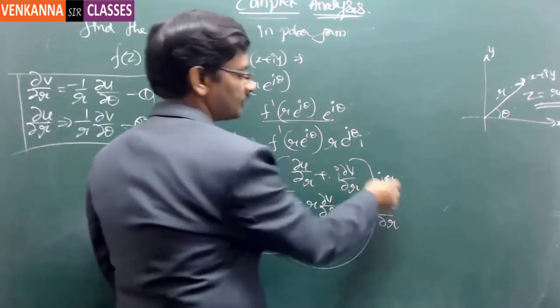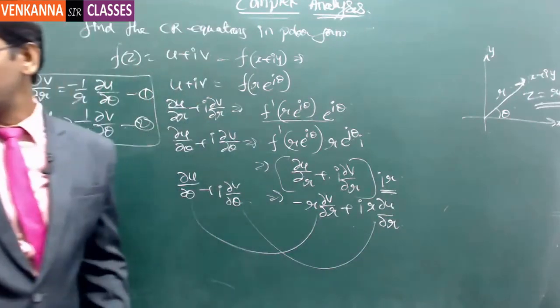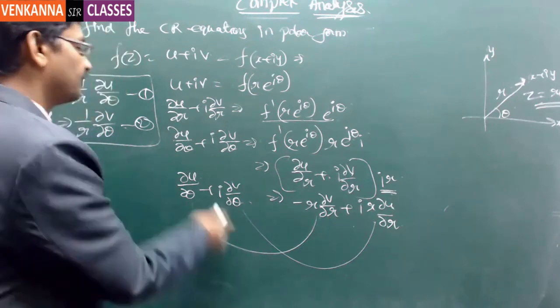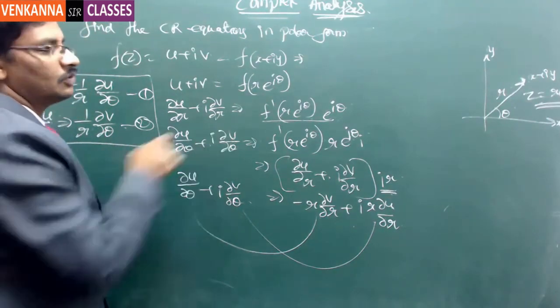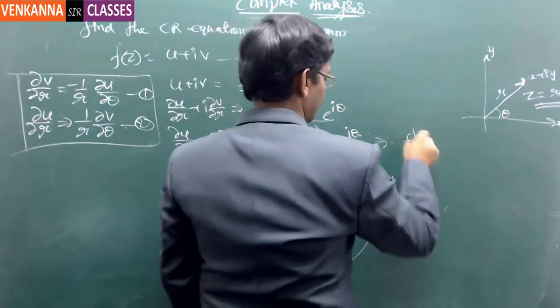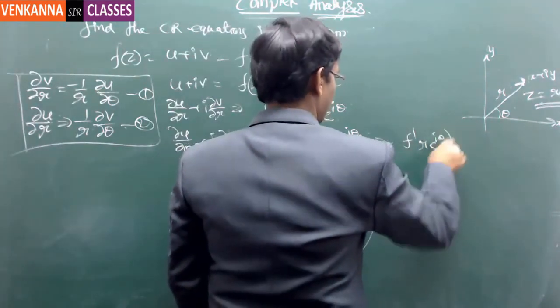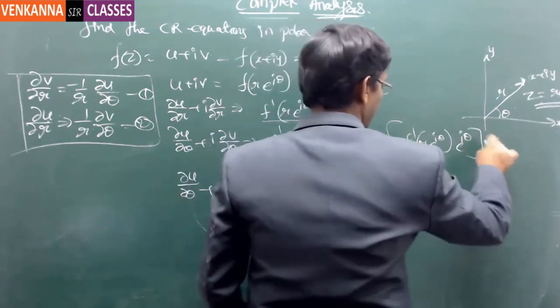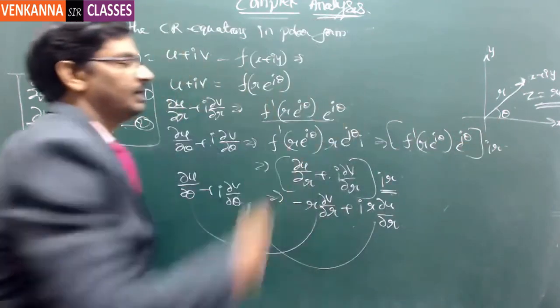So is this the confusion for you, Kavya? Sorry, yeah, Samrin. Okay, see this. Dou u by dou theta, I times of dou v by dou r. Now here what I have written is, this is f dash into r e power I theta into e power I theta in bracket, and I kept it IR. The same thing I have rewritten there.